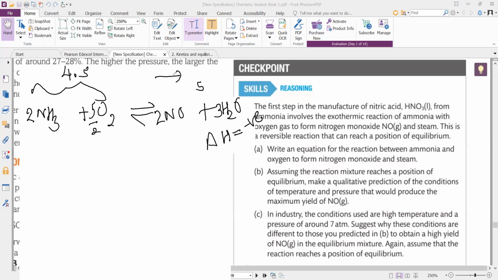The reason is that a decrease in temperature favors the exothermic side, and a decrease in pressure favors the side with more gas molecules.